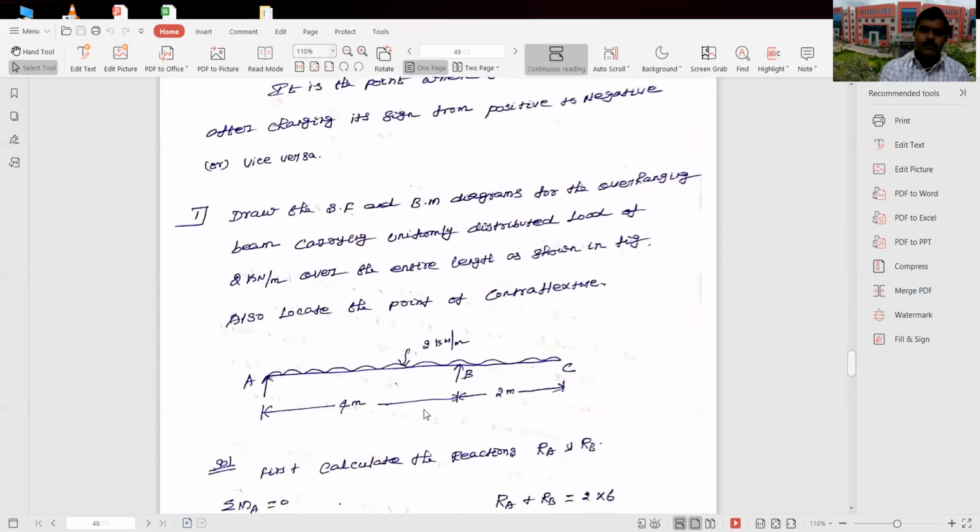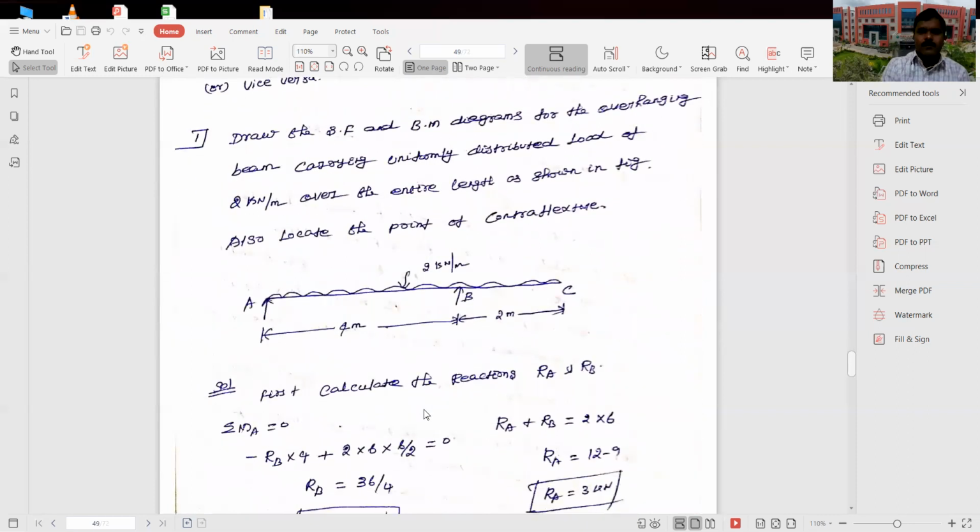Now we can see the problem. Draw the shear force and bending moment diagram for an overhanging beam carrying a uniformly distributed load of 2 kN per meter over the entire length, as shown in the figure. Also locate the point of contraflexure.